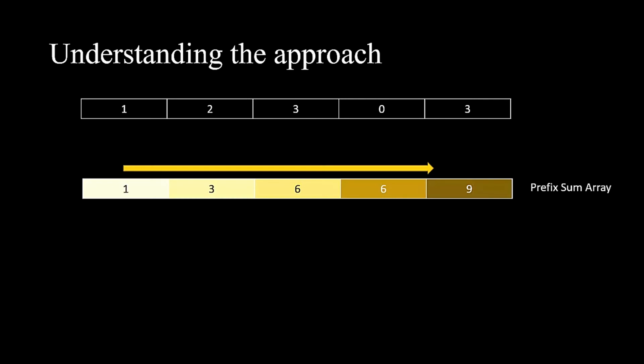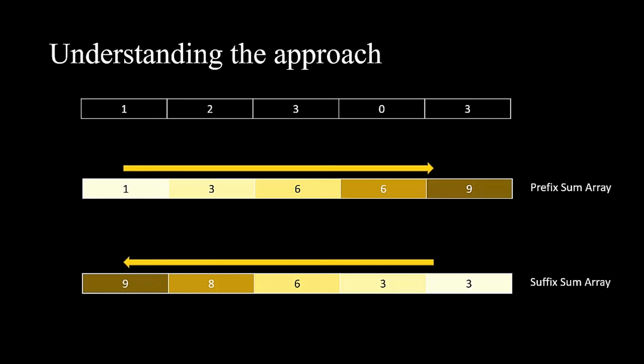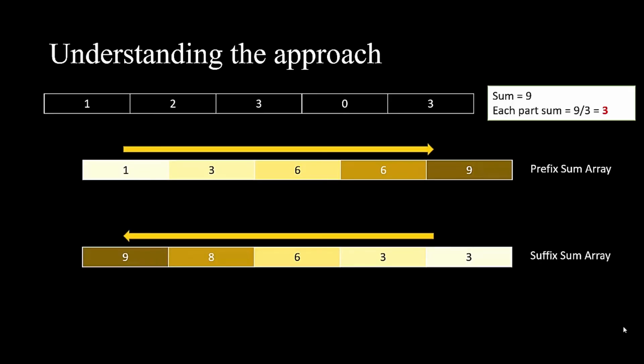This prefix sum array, we can calculate it. It is a cumulative sum from the start to the end of the given array. And for the suffix sum array also, the counting starts from the end. So in this way, we found the prefix sum array and the suffix sum array. The sum of all the elements in the given array is 9, and for each part, the sum of all the elements must be 3.